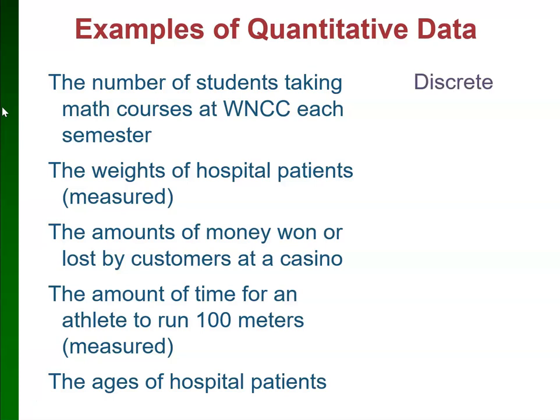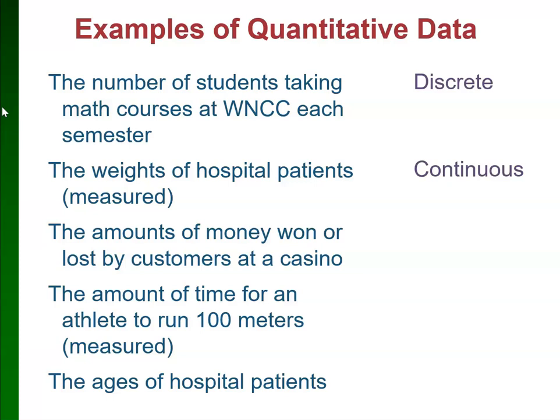The next is the weights of hospital patients. This would be something that would be measured. In general, measured values are continuous. A patient's actual weight could be anything within a range of values. The number that we record is limited by the accuracy of the scale we're using, but the patient's actual weight could be any real number within a certain range.